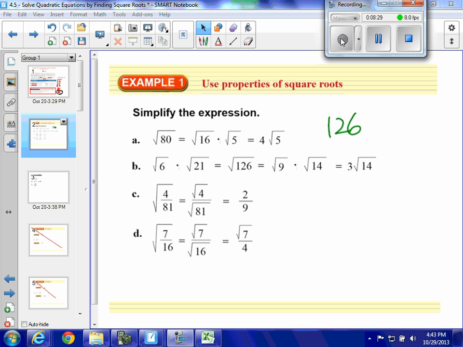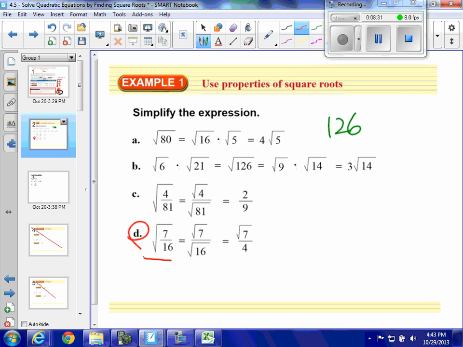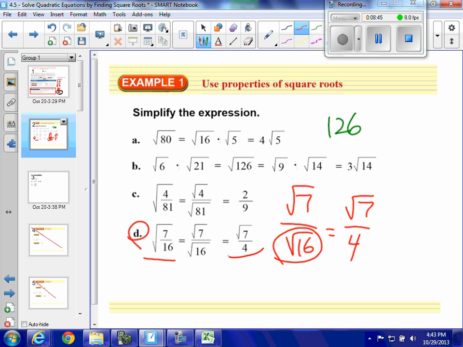Let's take a look here at example D. I have radical 7 over 16. Well, that's equal to radical 7 over radical 16, which was nice for me to do because I knew that 16 is a perfect square. So that's going to give me radical 7 over 4. And that is the simplified form of this expression.